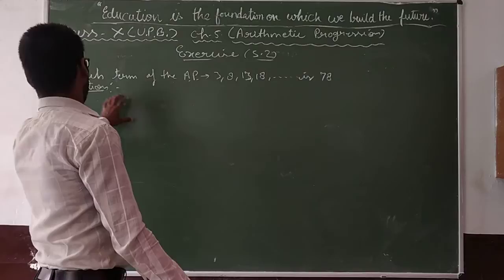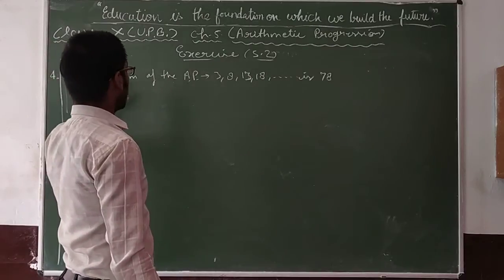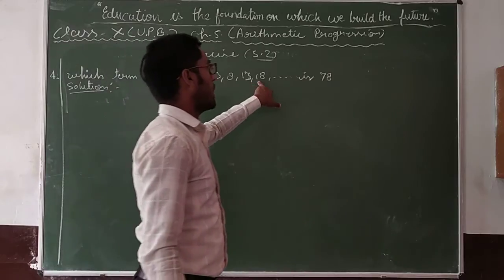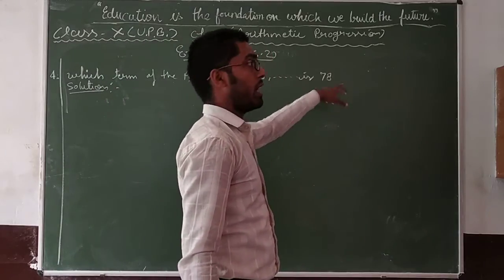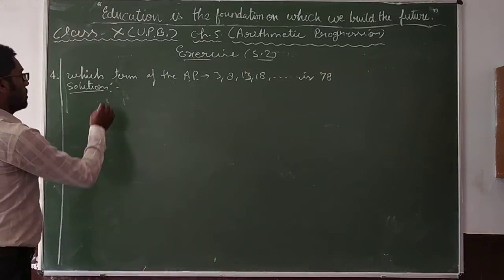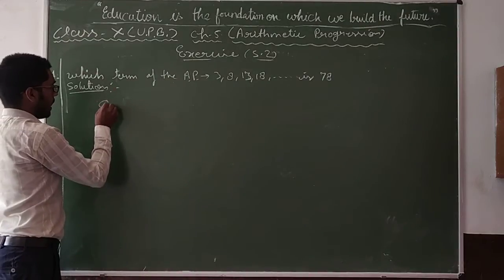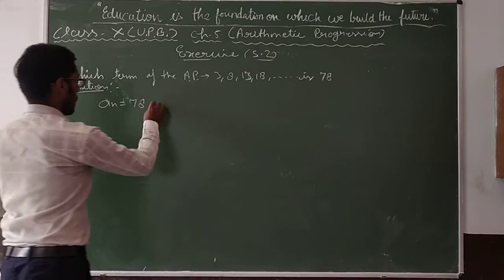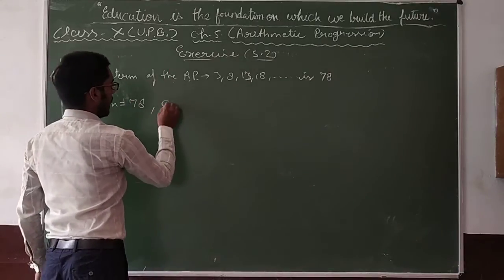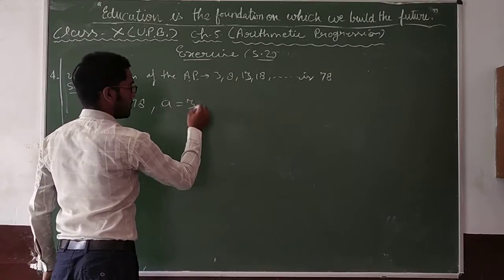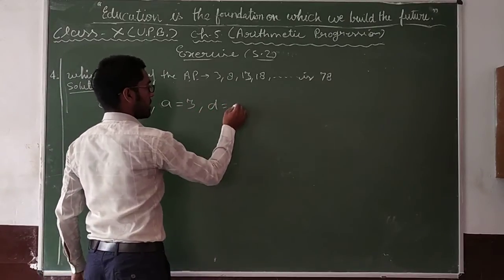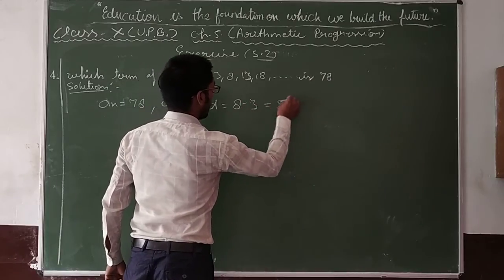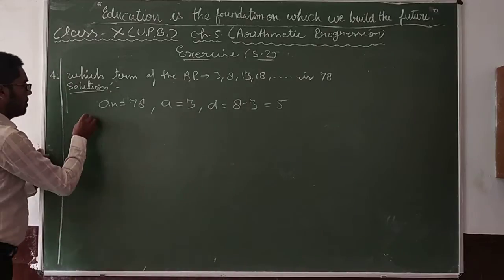Next question number 4: which term of the AP 3, 8, 13, 18 and so on is 78? Here 78 is an. An is equal to 78. And a is 3, the first term, and the common difference is the second term minus the first term, that is 5.